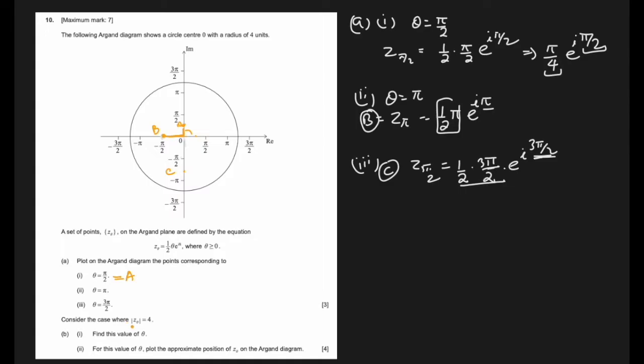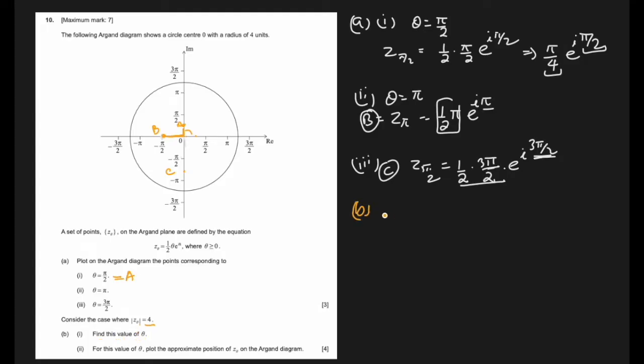Consider the case where z theta is equal to 4. So on this circle, z theta is equal to 4 because the radius from here to here is 4 on every point of the circle. Alright. Find the value of theta.